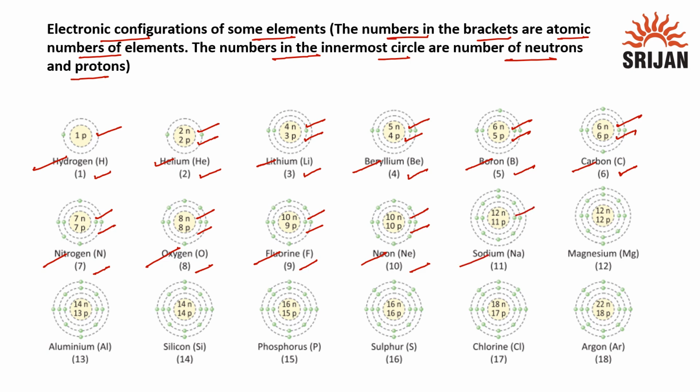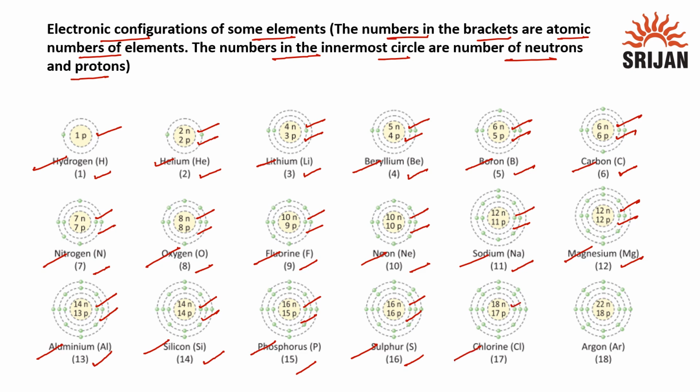Sodium has 12 neutrons, 11 protons and 11 electrons. Magnesium has 12 neutrons, 12 protons and 12 electrons. Aluminium has 14 neutrons, 13 protons and 13 electrons. Silicon has 14 neutrons, 14 protons and 14 electrons. Phosphorus has 16 neutrons, 15 protons and 15 electrons. Sulfur has 16 neutrons, 16 protons and 16 electrons.